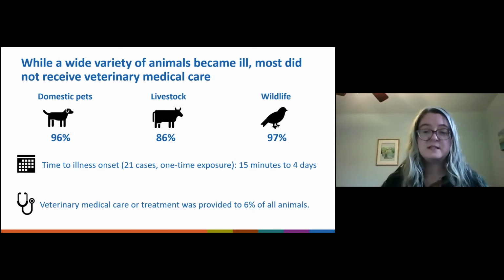Within the categories of domestic pets, livestock, and wildlife, the most frequently affected animals were dogs, cattle, and birds. For one-time exposures, when available, illness onset ranged from 15 minutes to 4 days. Veterinary medical care or treatment was provided to 6% or 25 animals.